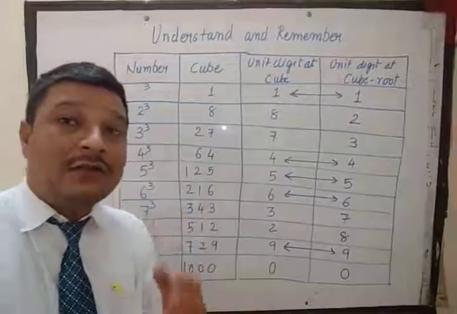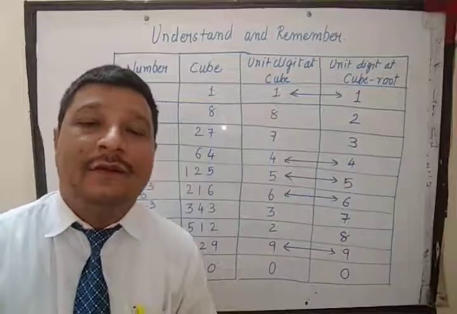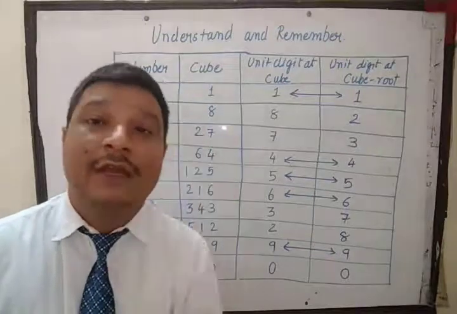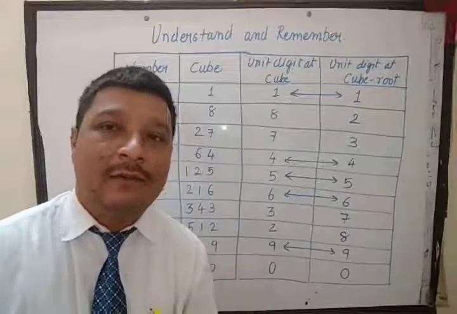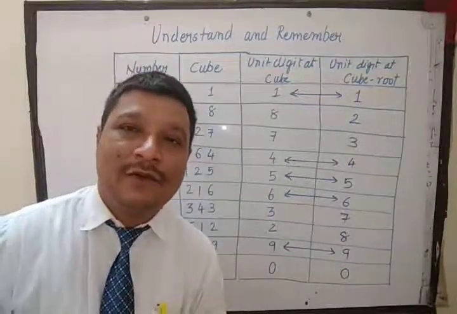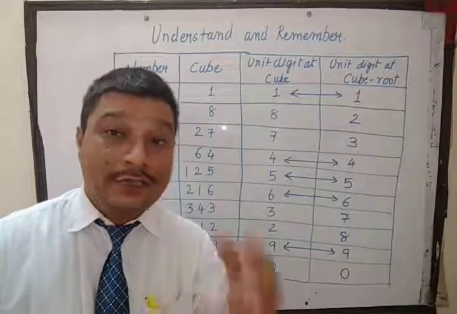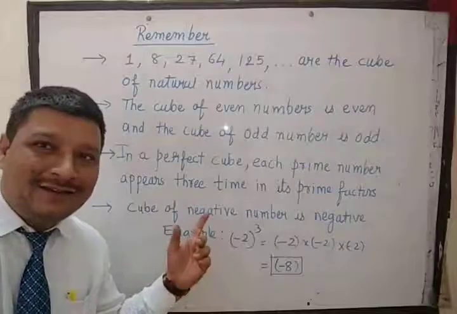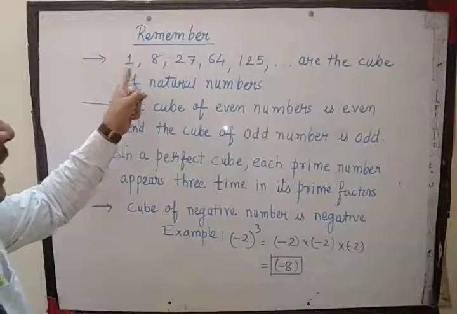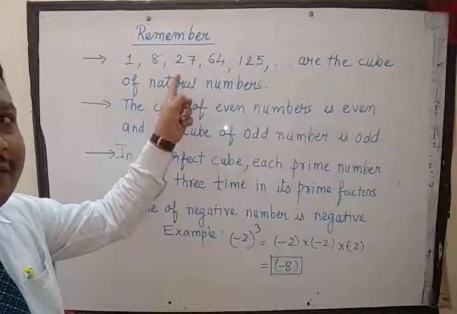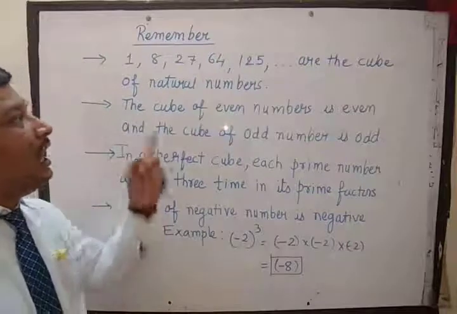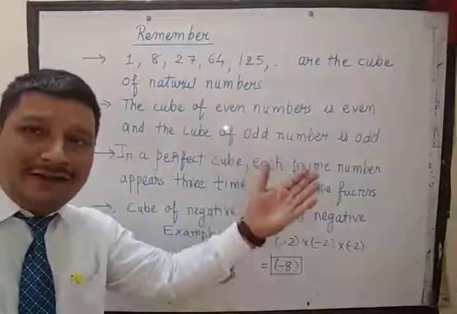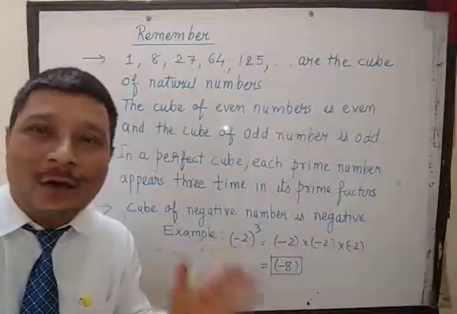Using this, we also note down some points which will definitely help us to solve the exercise. Certain points we have to remember, and that will definitely help you to do your exercise 7.1 and 7.2. Clear? So please pen down these points which I am giving to you. So here the points: 1, 8, 27, 64, 125 are the cubes of natural numbers. The cubes of even numbers are even and the cubes of odd numbers are odd.